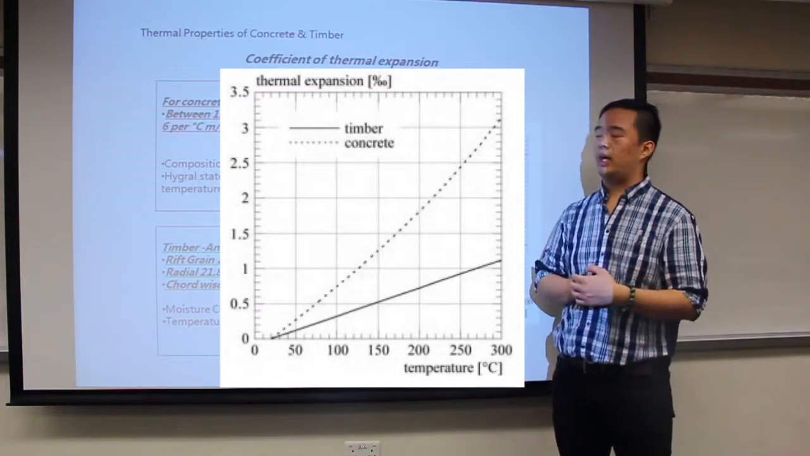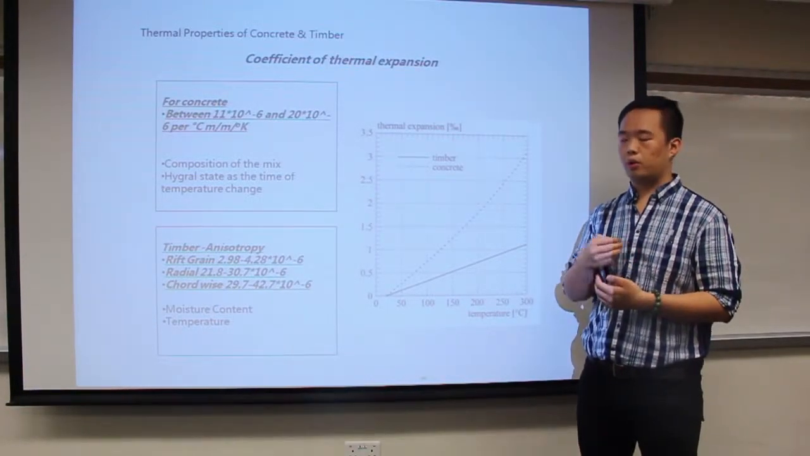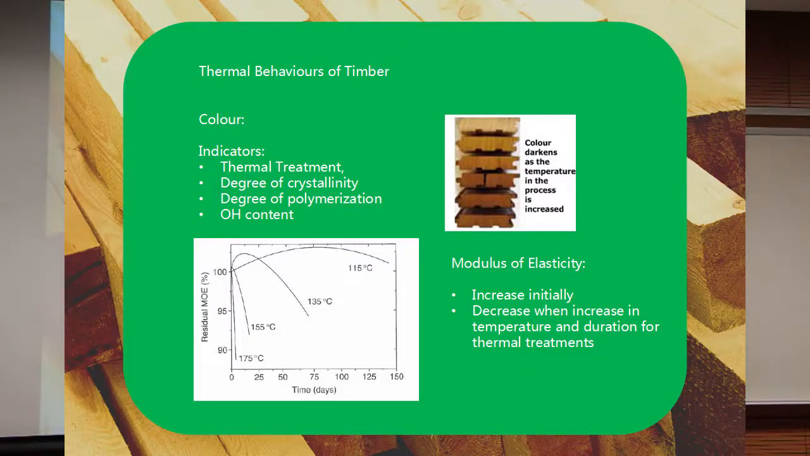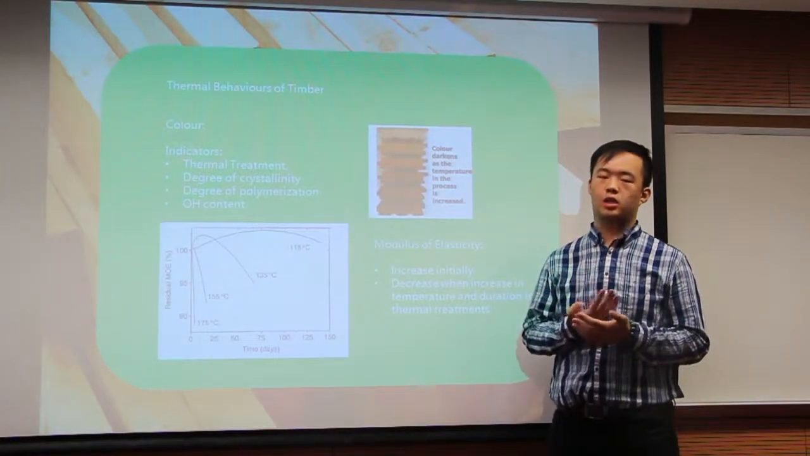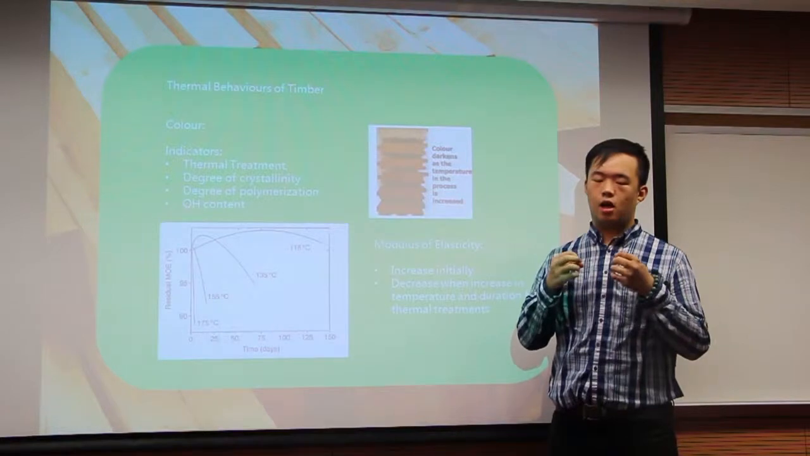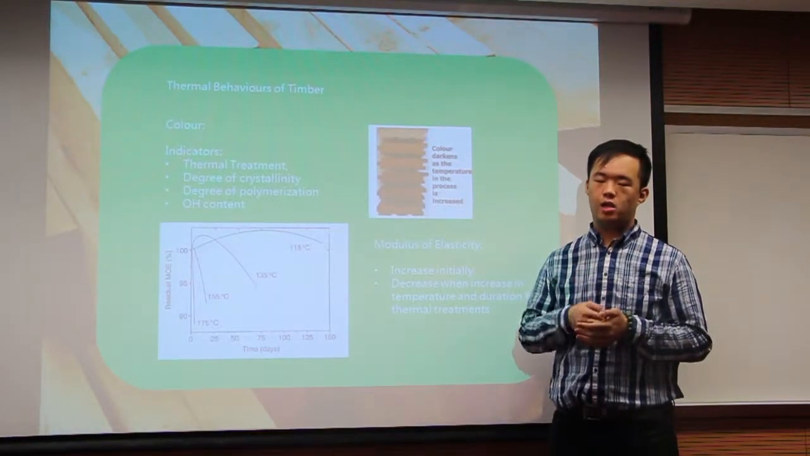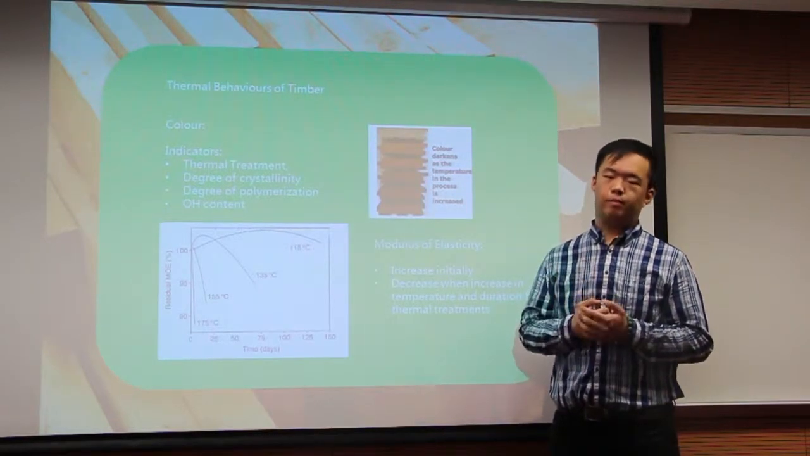And now that's the end of the thermal properties for concrete and timber. Next, we will talk about the thermal behaviors for both of the materials. So next, we will talk about the thermal behaviors of concrete and timber. First, we will talk about timber. For the thermal behaviors of timber, we will focus on 4 parts, including the color change, the modulus of elasticity, the modulus of rupture, and the crystallinity.